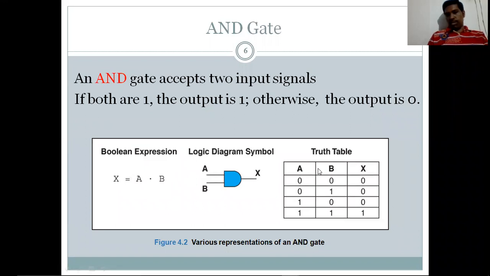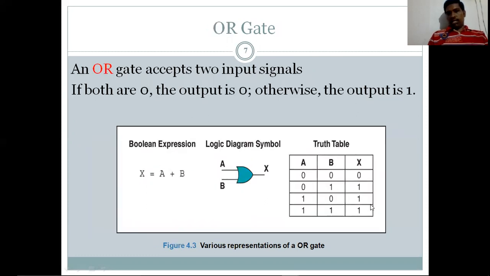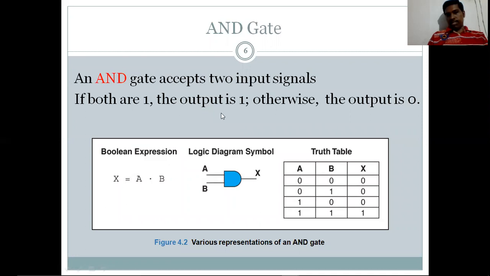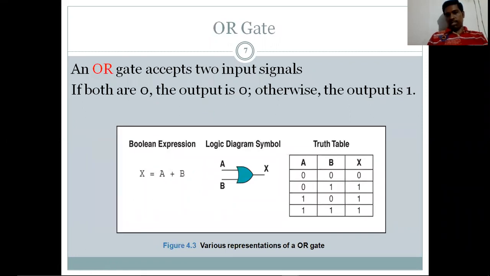So for two inputs we have four combinations: 0 0, 0 1, 1 0, 1 1, and if you start multiplying them, then you will get the values of x like this. Okay, and then the OR gate. OR gate is nothing but addition. Here we see multiplication, and here we will go with the addition.